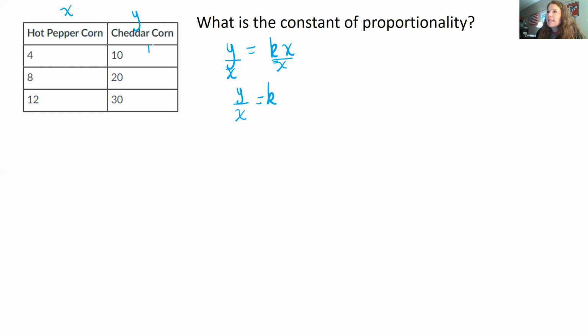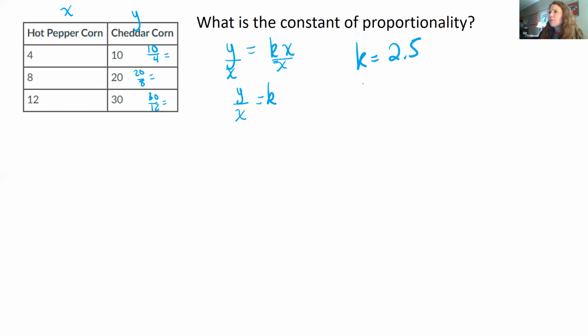So 10 divided by 4, 20 divided by 8, and 30 divided by 12. If each of these gives us the same number, then first of all, this chart does represent a proportional relationship. The other thing it tells us is what the unit rate or the constant of proportionality is. So 10 divided by 4 is 2.5. I'm pretty sure the answer is 2.5.